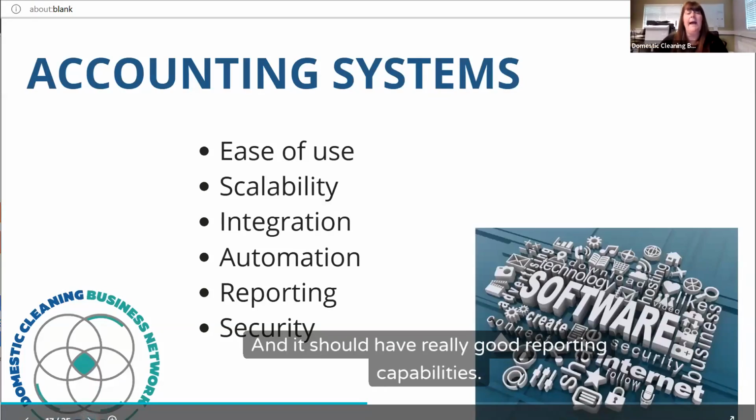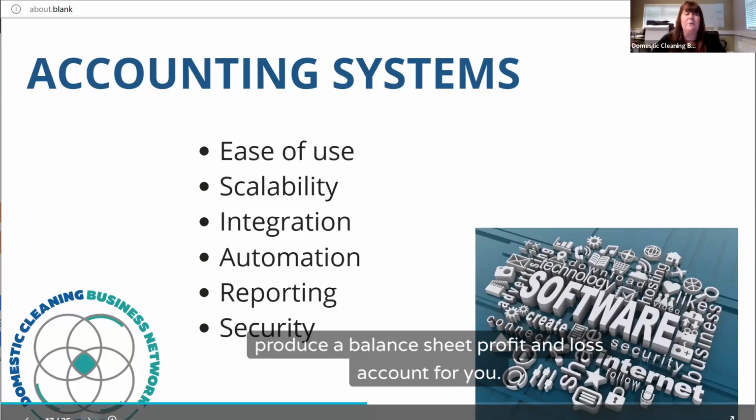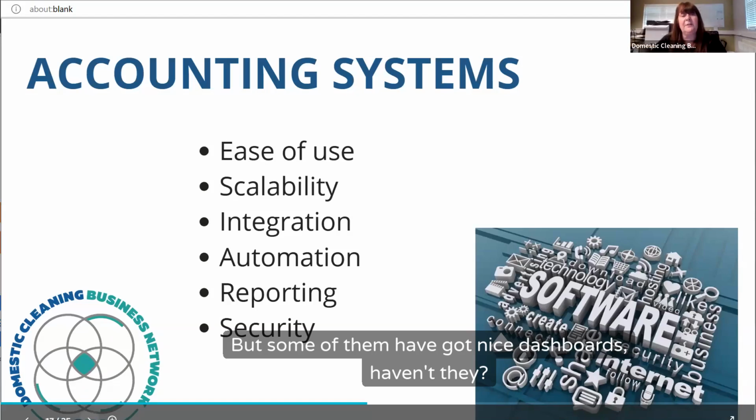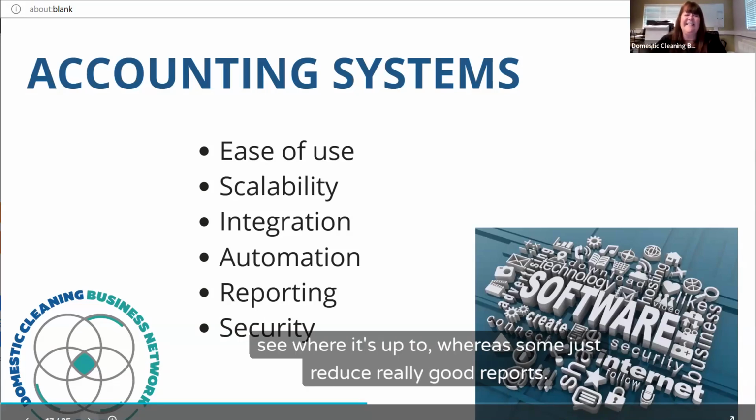And it should have really good reporting capabilities. Now, I wouldn't imagine there's any accounting software out there that doesn't produce a balance sheet and profit and loss account for you, because again, you need to make sure it does, but I'm pretty sure they all do now. But some of them have got nice dashboards, haven't they? They've got really pretty dashboards that you can look at and go, oh, I can see where it's up to, whereas some just produce really good reports.